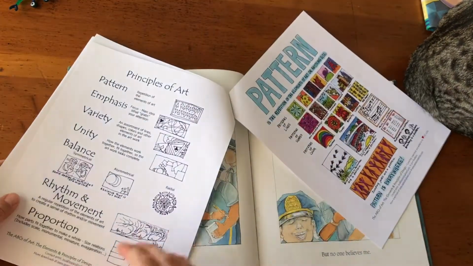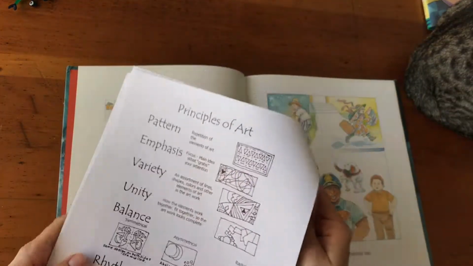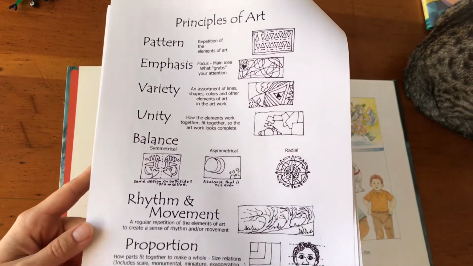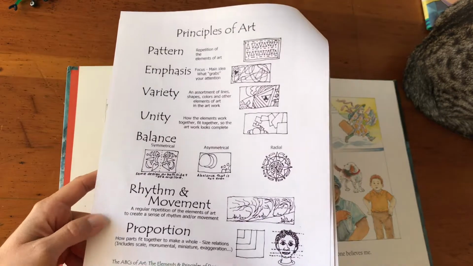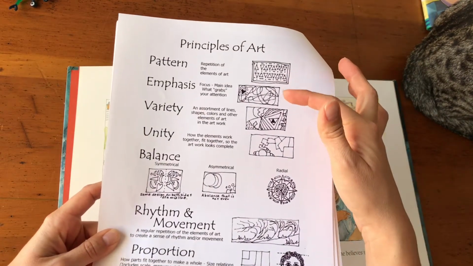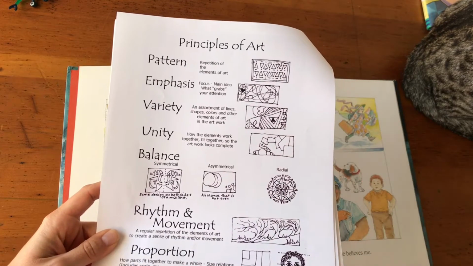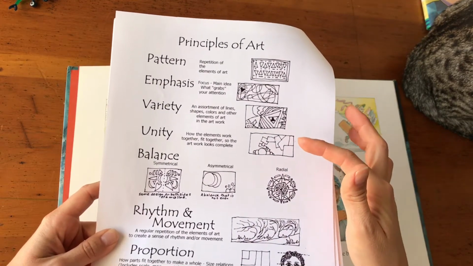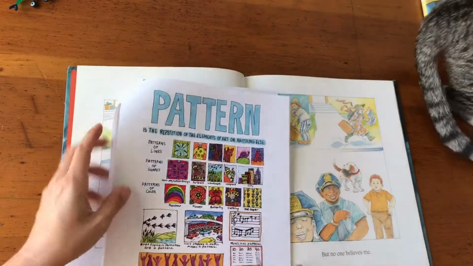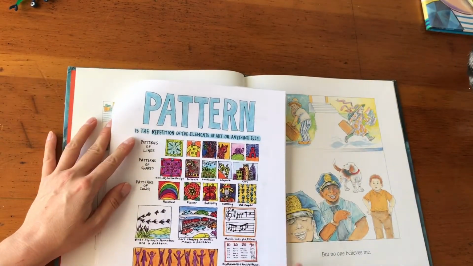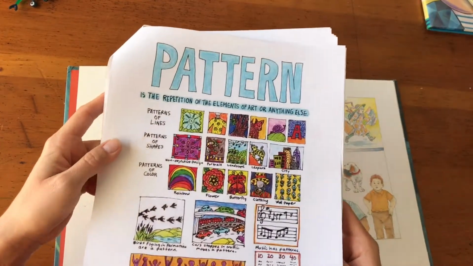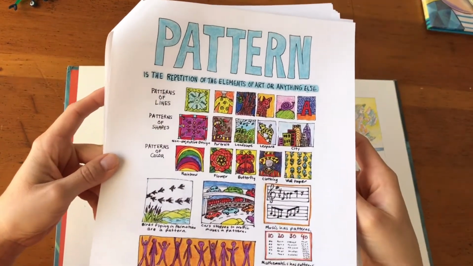And this is what we're going to focus on: the principles of art, also known as the principles of design. So we're going to look at pattern, emphasis, variety, unity, balance, rhythm and movement, proportion. Starting with pattern, it is the repetition of the elements of art or anything else.